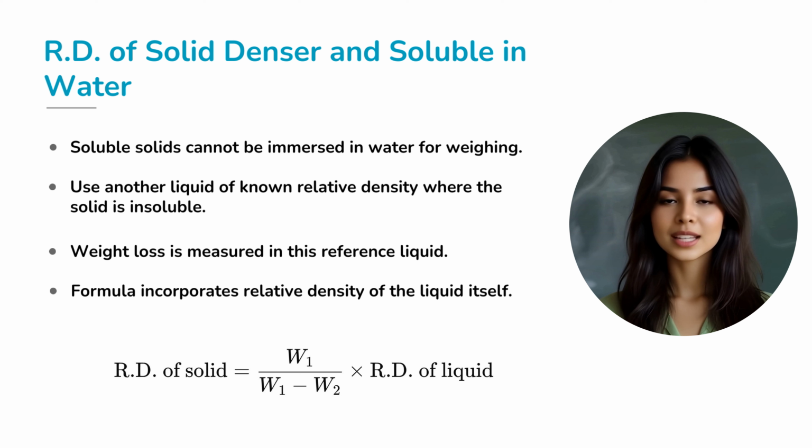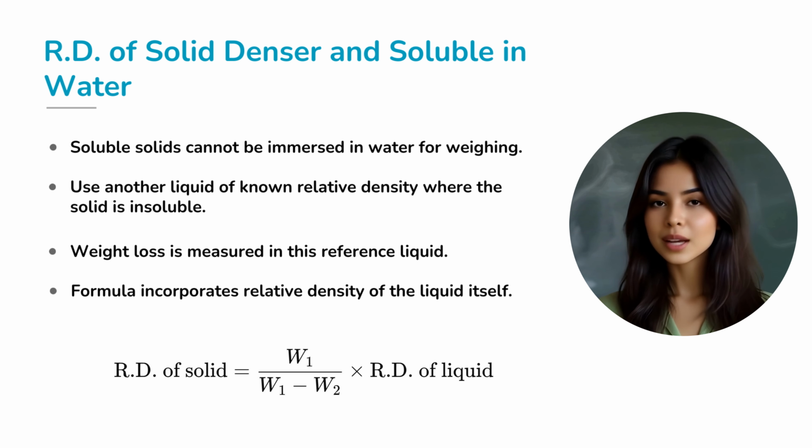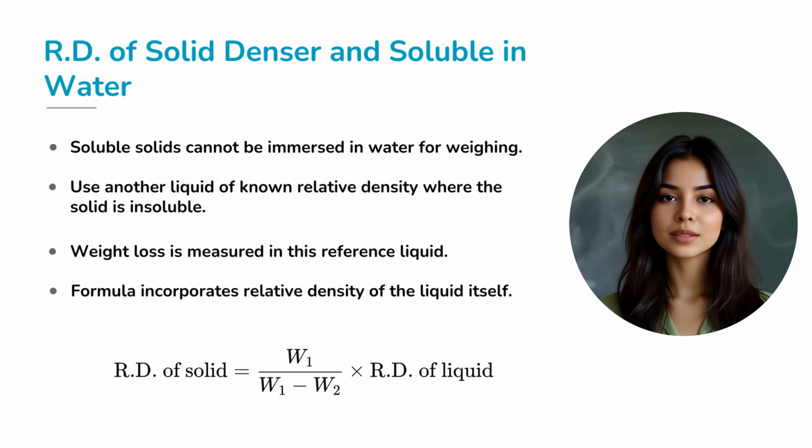Weighing is done exactly as before, but this time the formula slightly changes. Relative density of the solid becomes weight in air divided by loss of weight in the liquid multiplied by relative density of that liquid. This clever adjustment allows us to measure RD for soluble materials too.